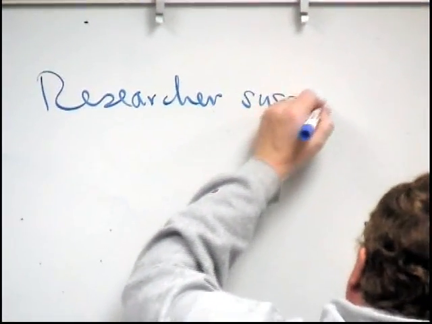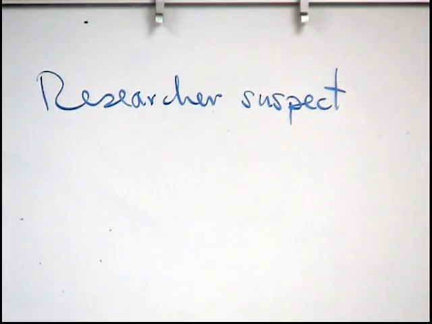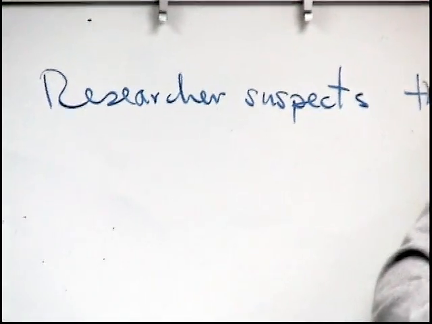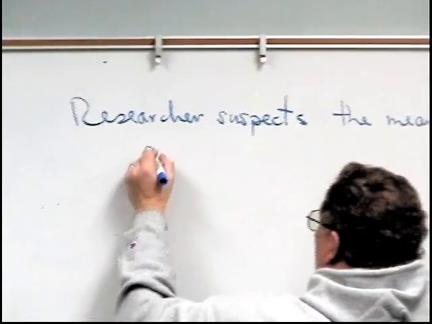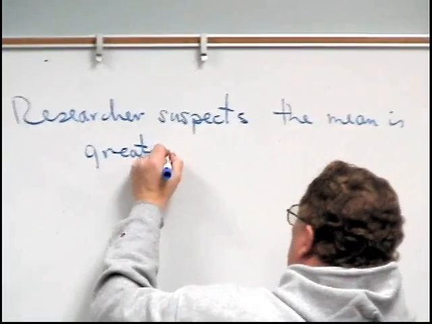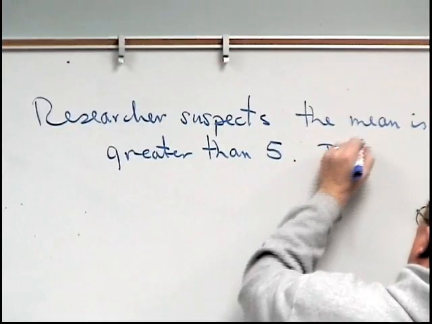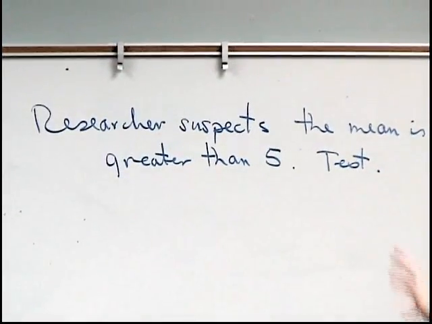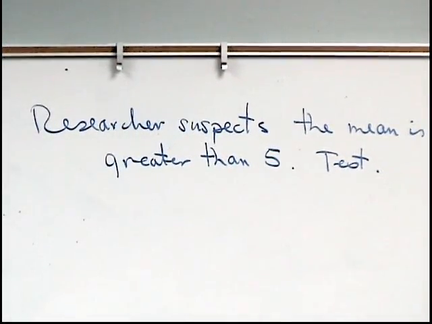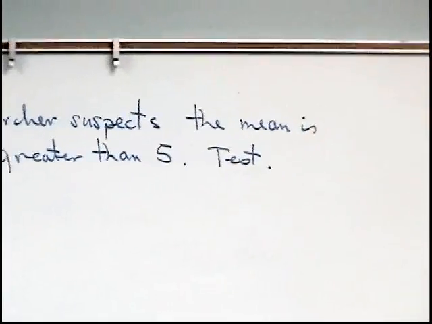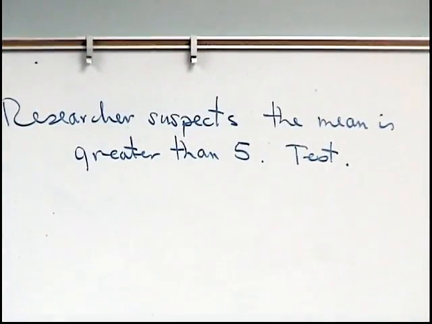One of the hardest things in doing tests is getting the hypotheses set up correctly. A researcher suspects... so I'm talking about some population, and we're going to use this same data we just started with. A researcher suspects the mean is greater than 5. Perform a test. Is there evidence in that data that the mean is bigger than 5?